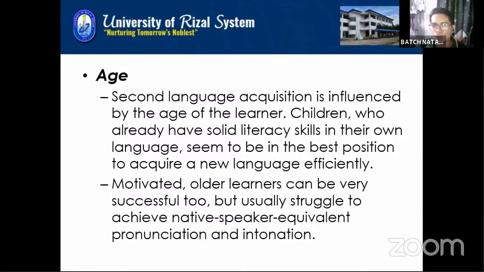But as far as language acquisition is concerned, second language acquisition is influenced by the age of the learner. Children who already have solid literacy skills in their own language seem to be in the best position to acquire a new language efficiently. Motivated older learners can be very successful too, but usually struggle to achieve native speaker equivalent pronunciation and intonation. If we're talking of language acquisition here, and you're arguing, sir, why is it that others can still speak a different language? Because we're not talking of acquisition here.